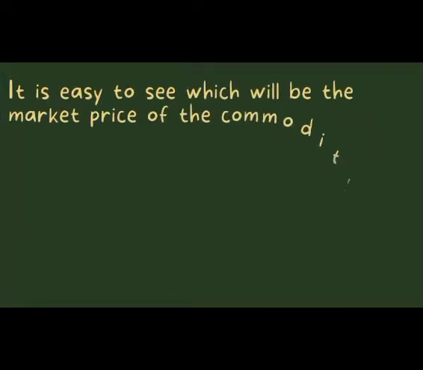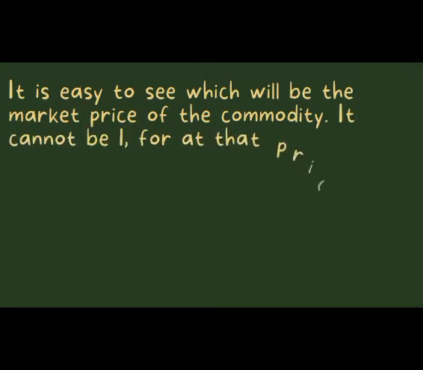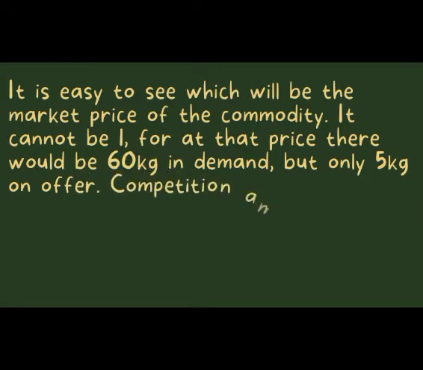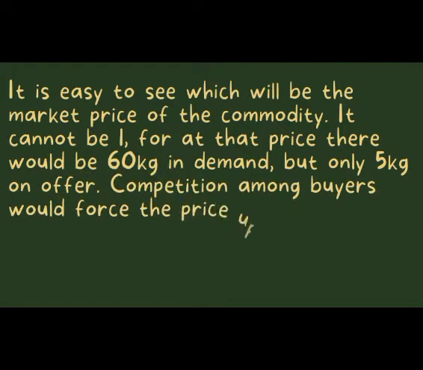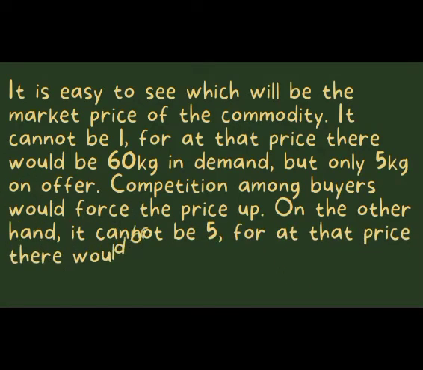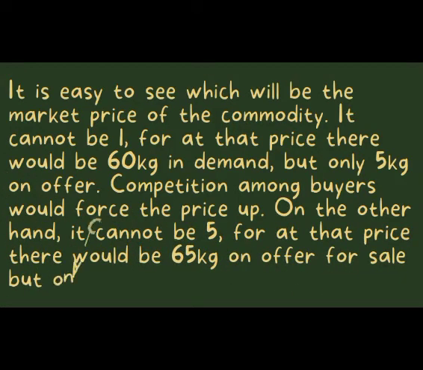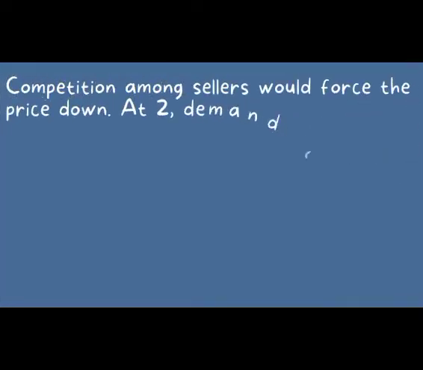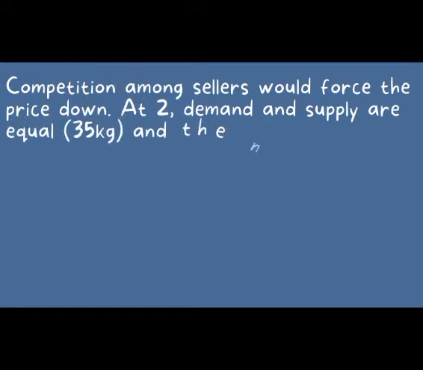Now it is easy to see which will be the market price of the commodity. It cannot be 1, for at that price there will be 60 kg in demand but only 5 kg on offer. Competition among buyers would force the price up. On the other hand, it cannot be 5, for at that price there will be 65 kg on offer for sale. Competition among sellers would force the price down.